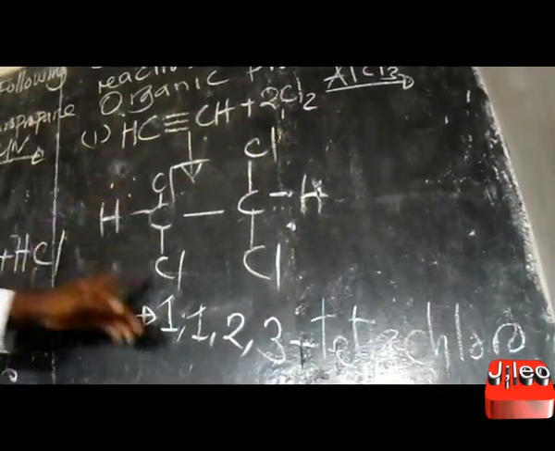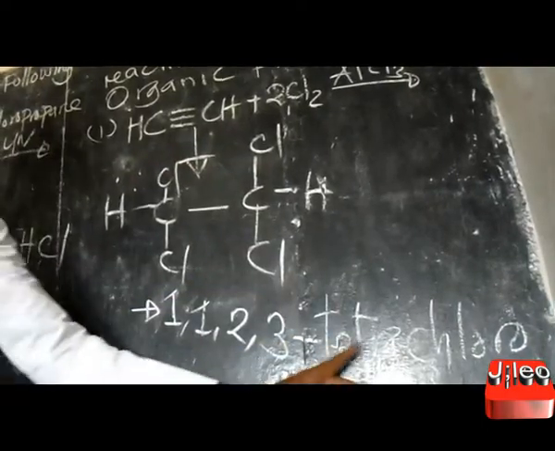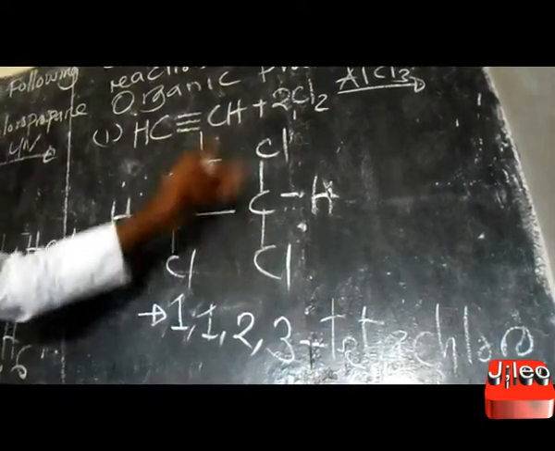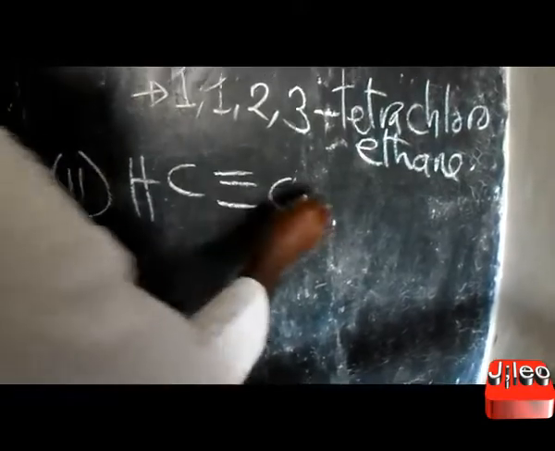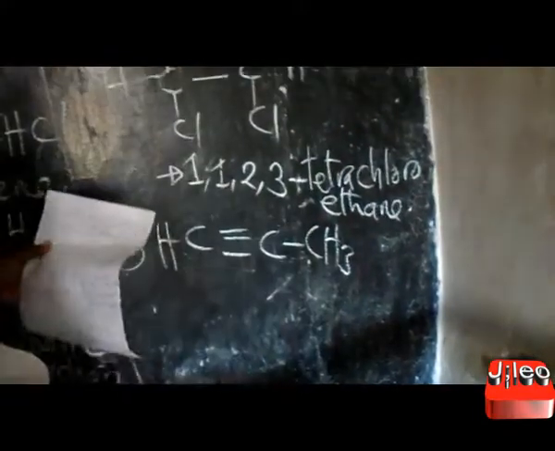So now you have laid down the vicinal compound. We have 1, 2, 3, 4, so we call it tetra; chlorine is chloro; and this carbon chain has 1, 2, ethane. So this is the nomenclature of this vicinal compound. So this is Roman 1. Come to Roman 2, which is saying H, carbon, triple bond, carbon, single bond CH3.